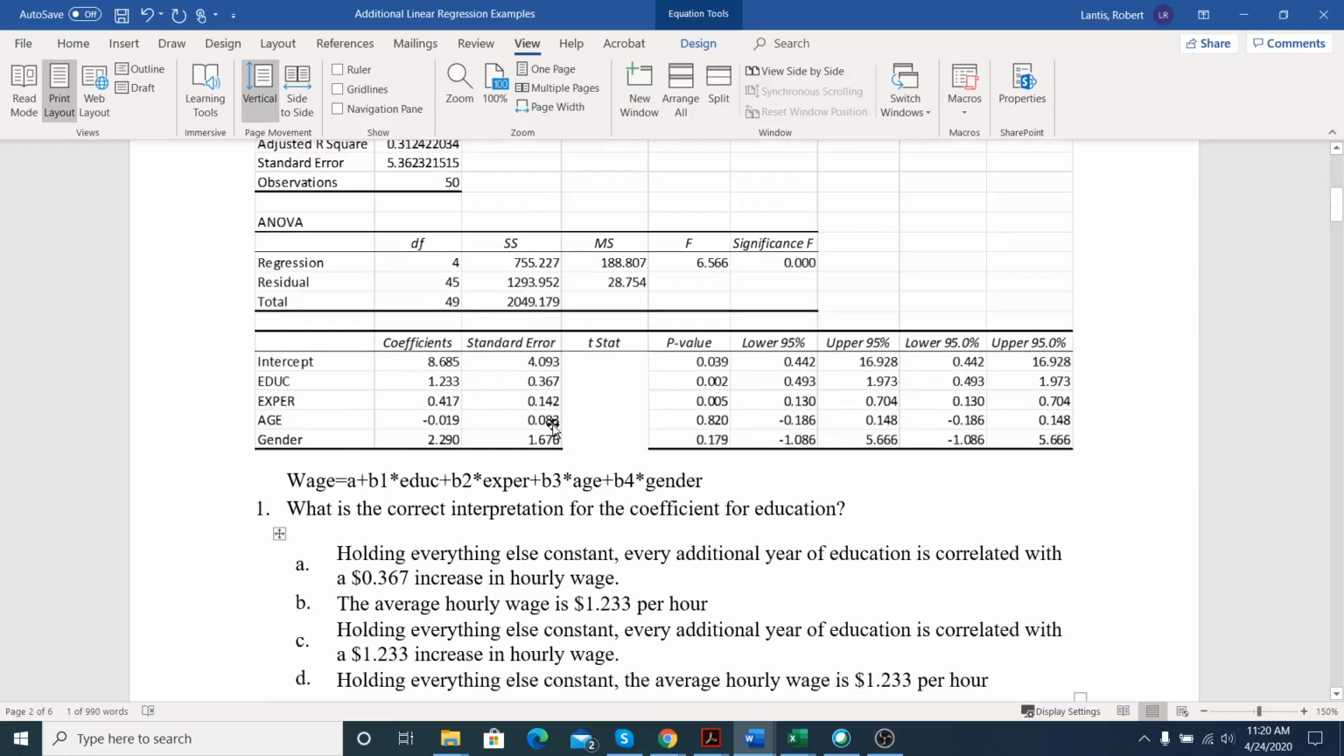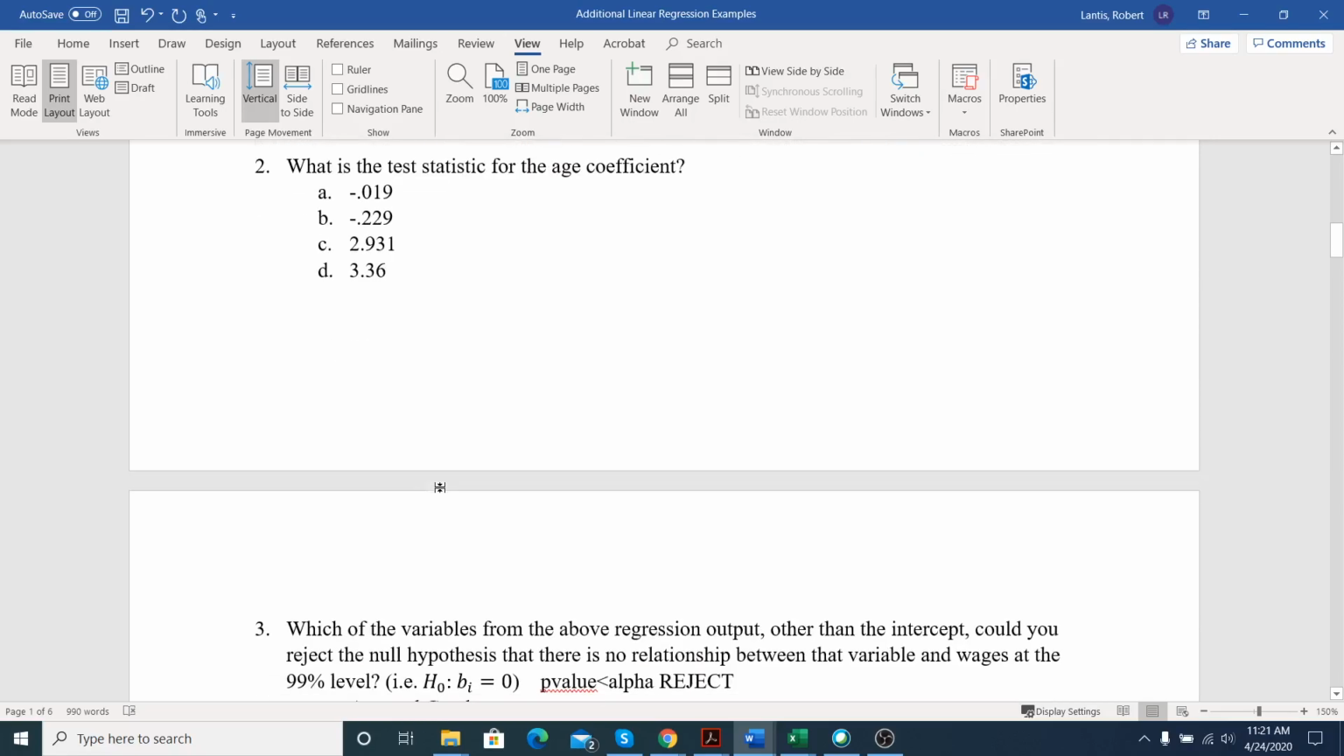Think about it this way, back up in this example. If every variable was 0 up here, 0 times anything is 0, plus 0 times anything is 0, plus 0 times anything is 0, and so on. So if everything else was 0, then the intercept would be the expected value of the wage, or where the wage would start before anything starts to take on positive values. Okay?